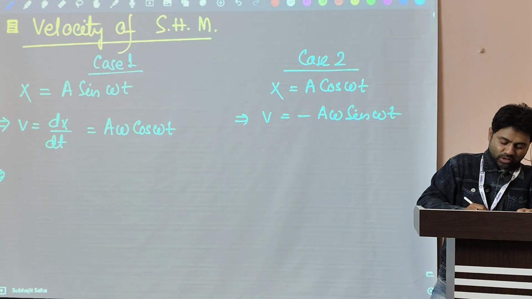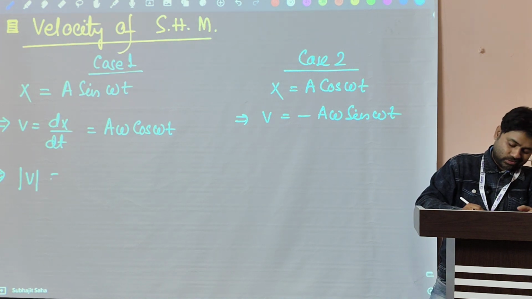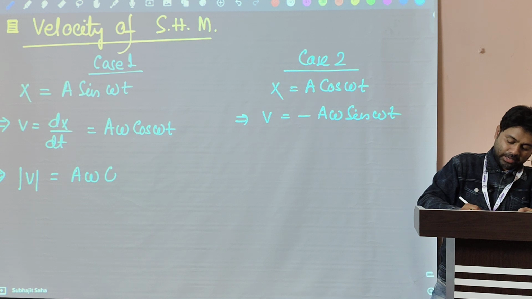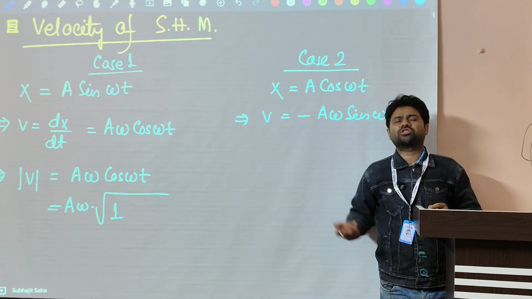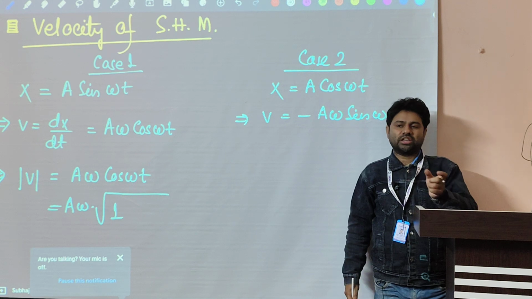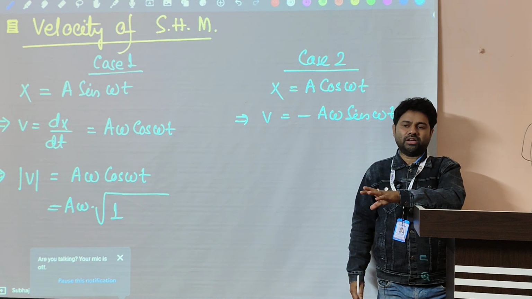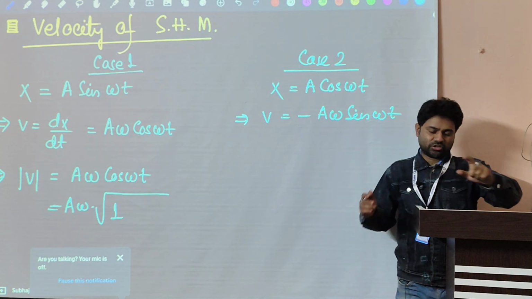Now what is the modulus of v then? A omega cos omega t, which is equal to A omega times root of 1 minus sine square theta. Since sine square plus cos square equals 1, cos square equals 1 minus sine square, so cos is root of 1 minus sine square.